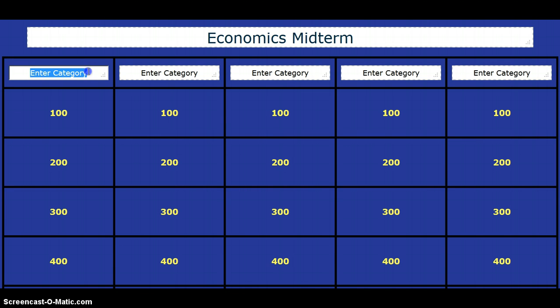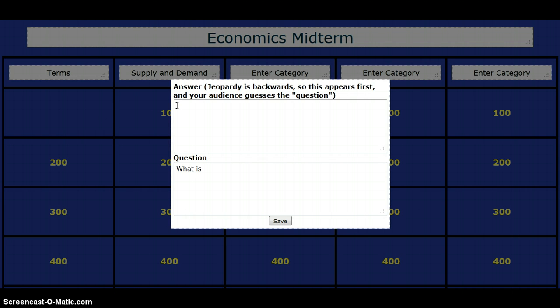And then we make our categories. So maybe we would do one that says terms and one that's supply and demand, and on and on. Once you've created your categories, then you're going to do your questions. All that's required to make a question is to click on that box. Just like it reminds you here, the way Jeopardy is played on television, it's backwards, so the answer, quote unquote, appears first, and then the players respond in the form of a question. You do not have to make it this way.